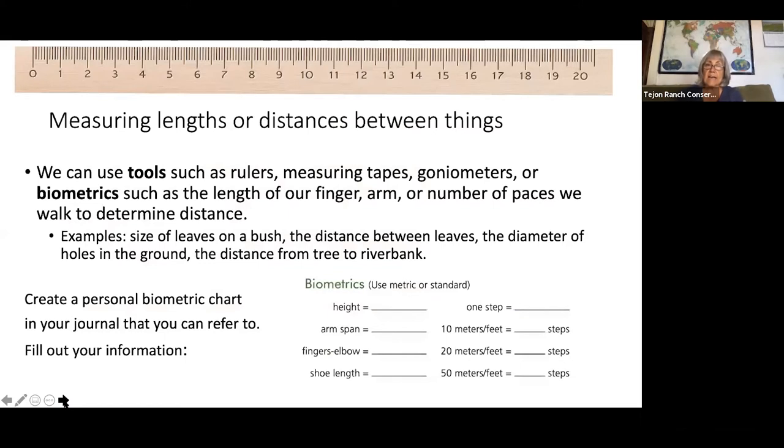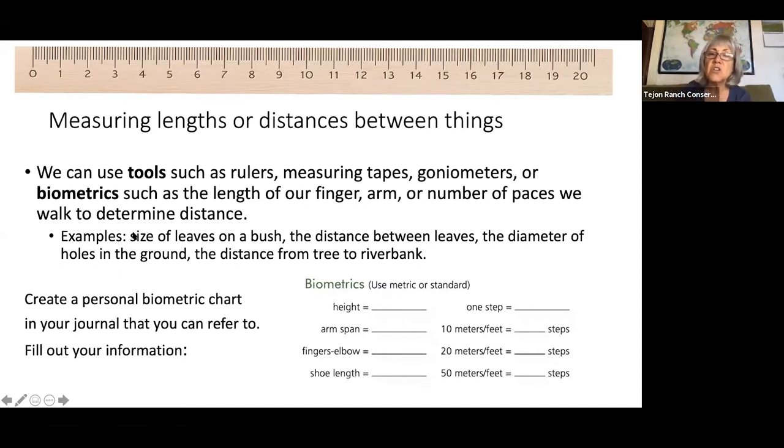All right, again, a little more on measuring. When you're measuring lengths and distances between things, you can use tools like rulers, measuring tapes, goniometers. Remember, a goniometer is something that looks like a protractor, but it moves so you can determine the angle of something. So you could determine what's the angle of the leaf that's coming off of a stem, for example.